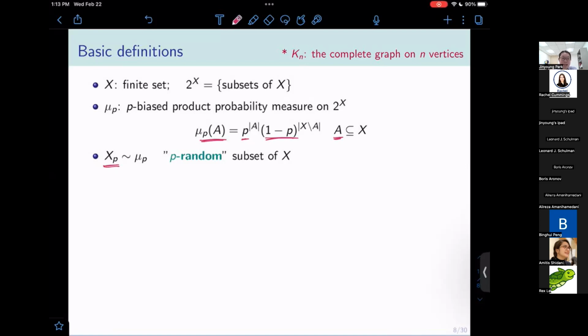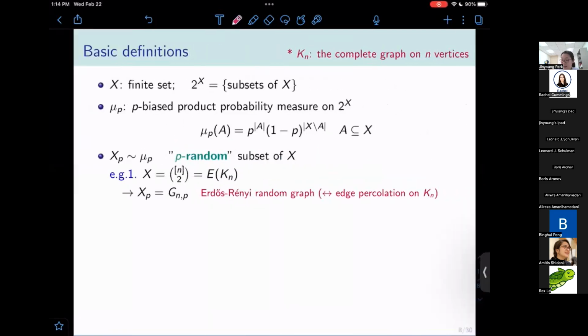Very simply speaking, X_p means the p-random subset of X, which means we pick each element of X with probability p independently. Then you can easily see that for any given subset A of X, the probability that the set we chose is A is precisely p to the size of A times 1 minus p to the size of the complement of A, because we want to choose all of the elements in A, and we want to avoid all of the non-elements of A.